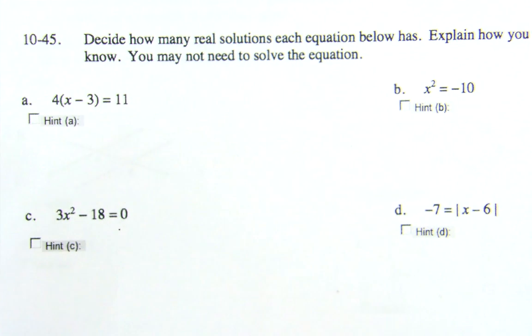Okay, this is Math 2, and finally we're in the last video for the homework section. We're doing 45 to 47. The first one says, decide how many real solutions each equation has. Explain how you know. You may not need to solve the equation.